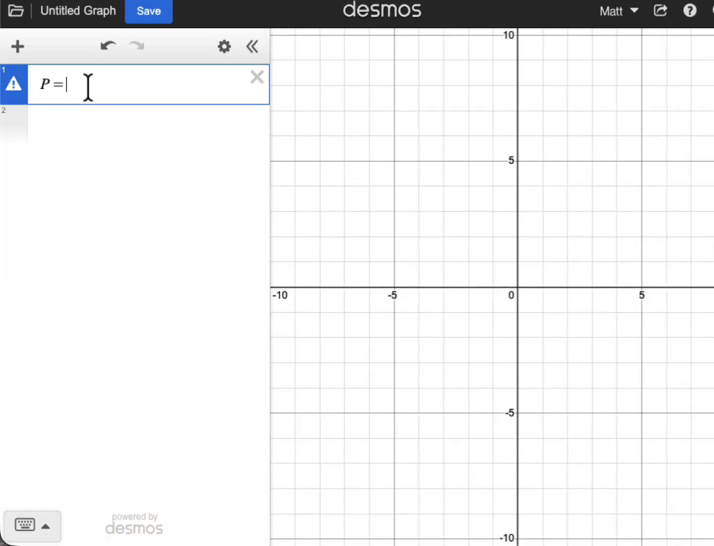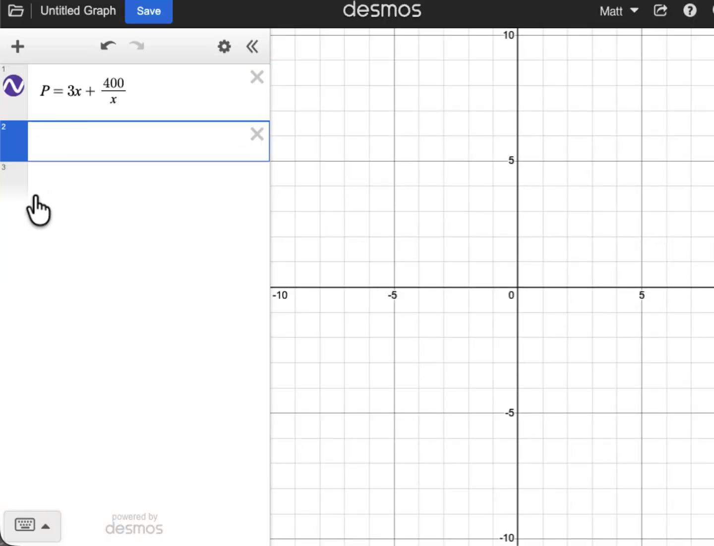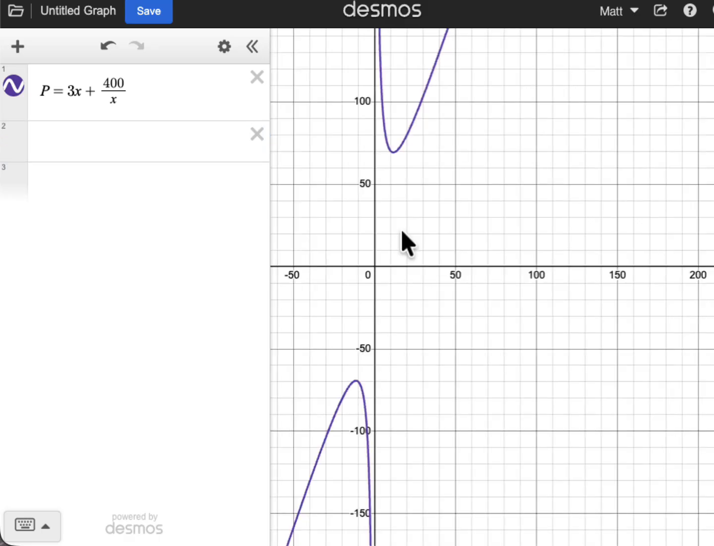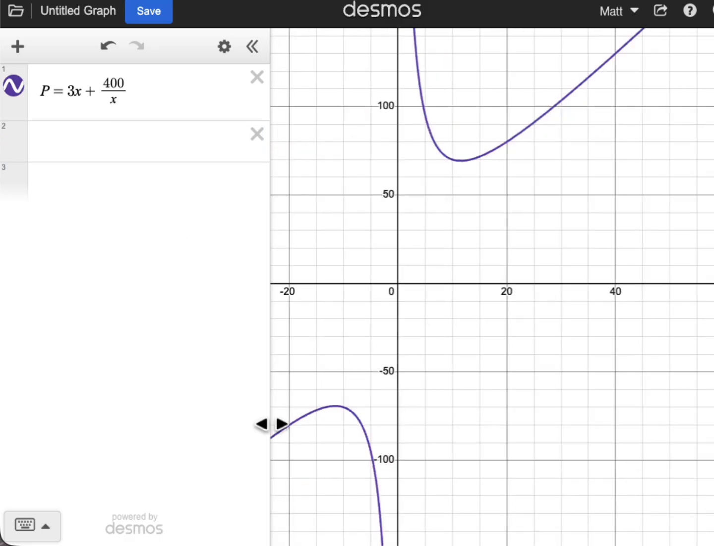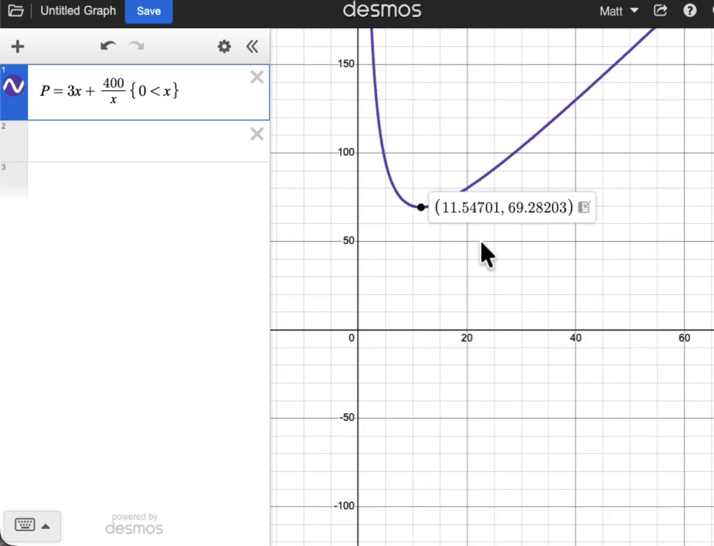Now to confirm this with technology, I'm going to type in capital P equals 3x plus 400 over x, and then adjust my scale so I can see it. Keep in mind, I'm not interested in this portion of the graph because this corresponds to negative values of x, so we could crop our function according to our domain that x must be greater than 0. If you click on the graph, Desmos will automatically find local maxima and local minima.